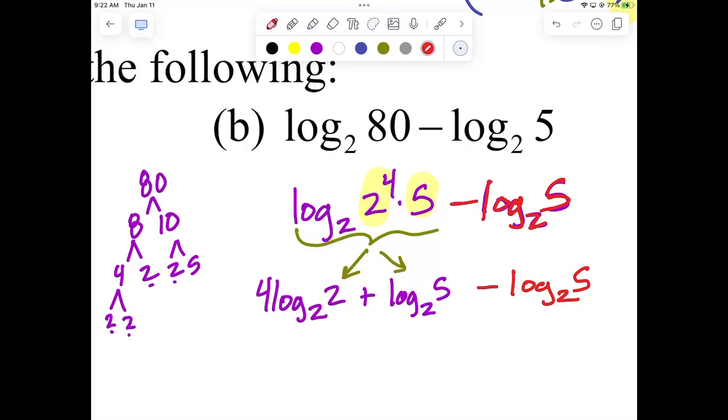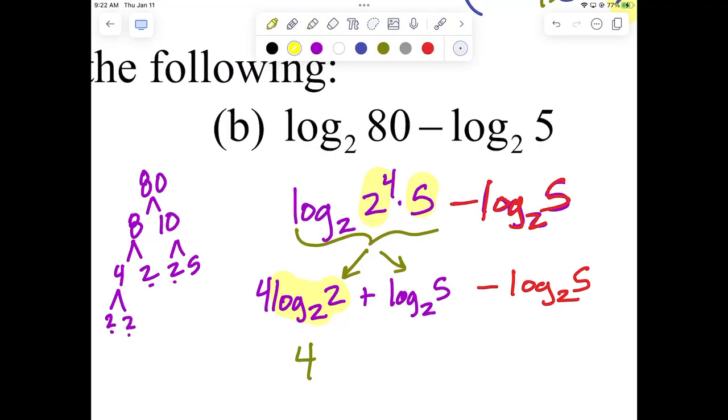I expanded it in one fell swoop. So log base 2 of 5. Well, let's do the first term first since it's in front. The 4 goes along for the ride. What is log base 2 of 2? It's 1. Log base 2 of 2 is 1. So I get 4 times 1, which is just 4.